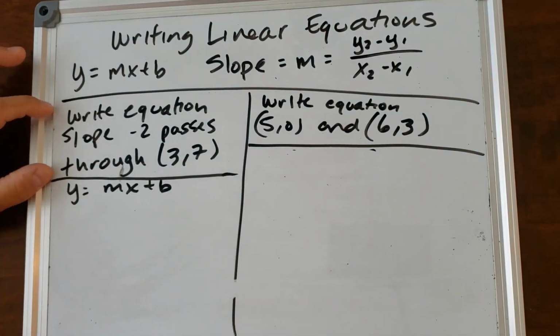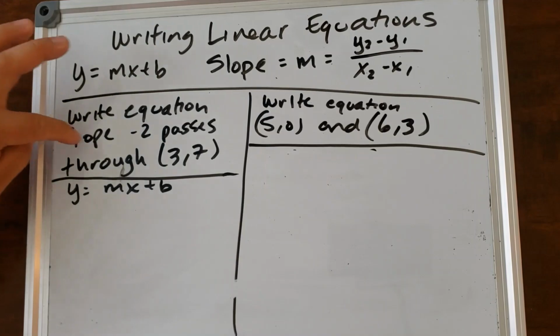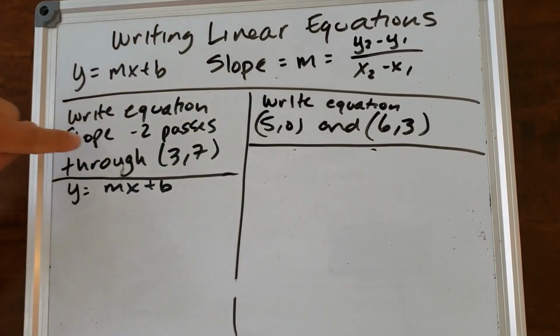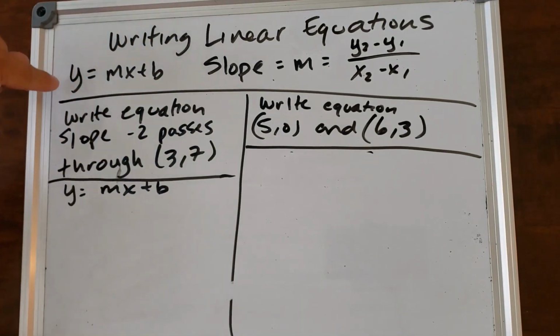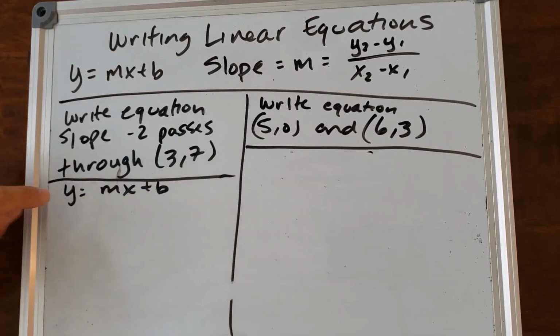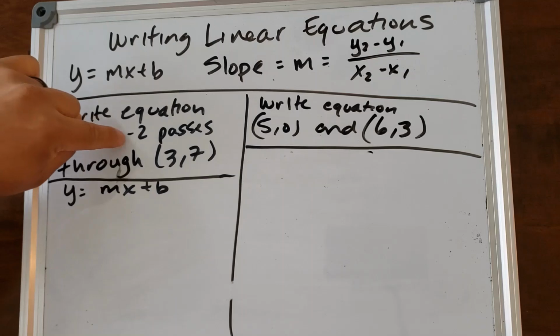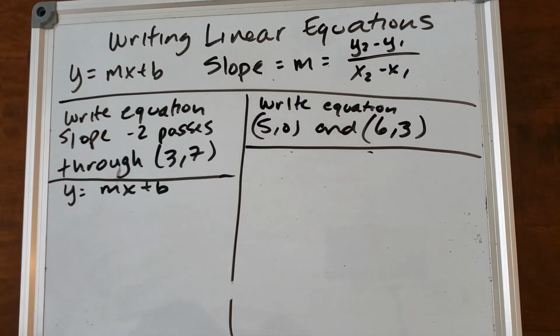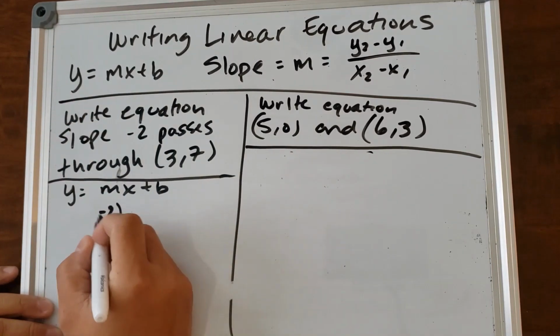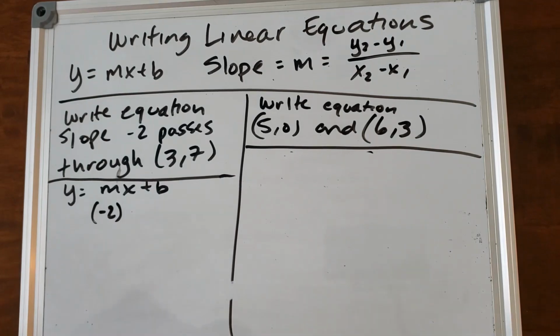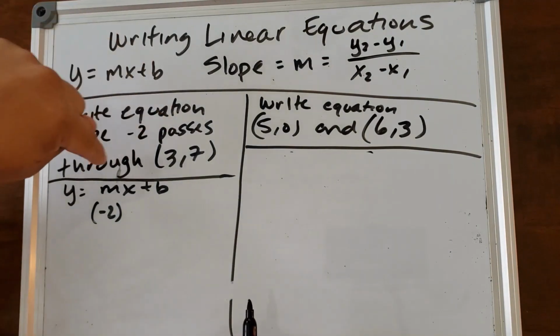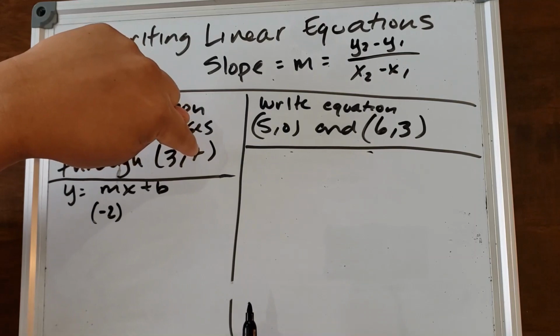So this first question says write the equation if the slope is -2 and passes through (3, 7). In this case, we have the slope, so we can go straight into this equation right here. What we're going to be doing is filling in all the information we know. We know the slope is -2, so that can go in for the m slot. And remember, I want parentheses whenever we plug anything in, okay? And it passes through (3, 7).